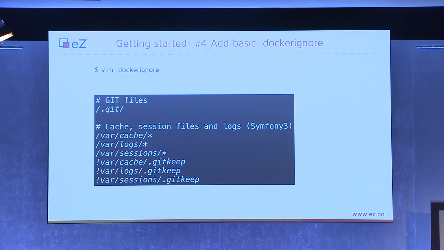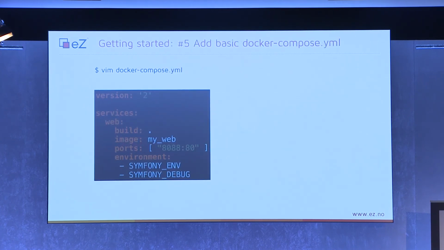Pulling it together, while still a quite simple example, in Docker Compose you specify the services. In this case, we only have one because it's just Apache with PHP as a module. So we specify we want to build. We specify the name of the image that we're going to create, and we specify the port mapping that we're going to set up for this. And then also the environment variables we want to pass on to the image to get Symfony to pick those up.